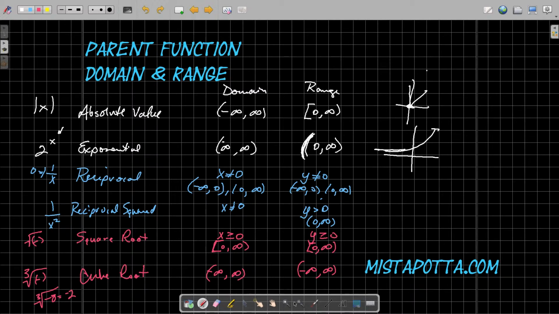So this is one extra aspect that we need to know about our parent functions. We need to know domain and range, because we'll often be needing to take these parent functions and put them together to make piecewise functions.